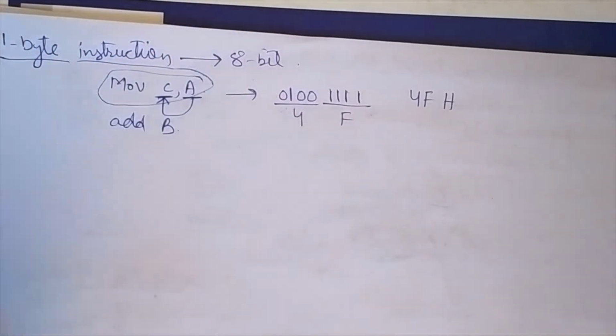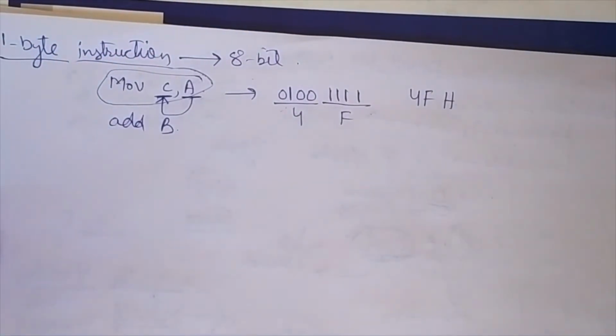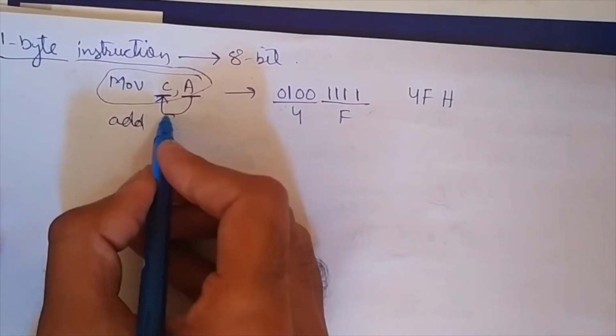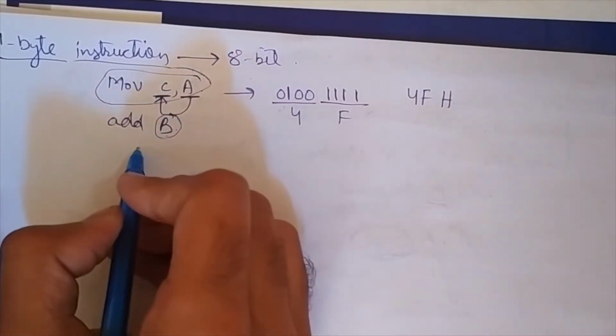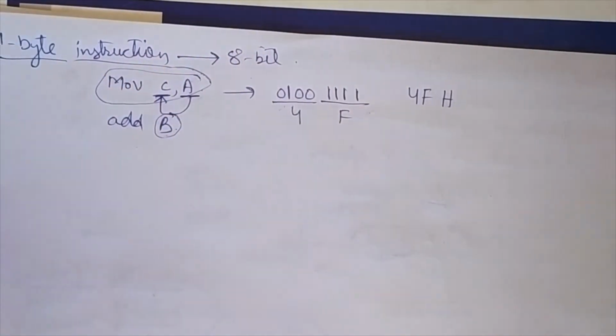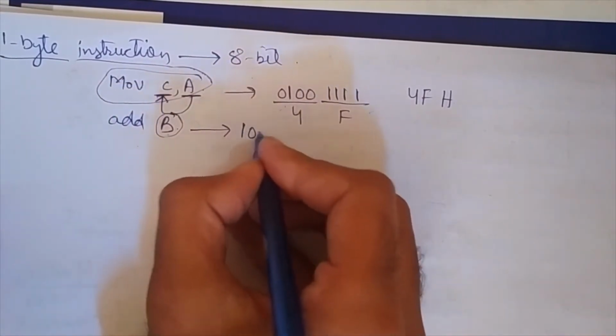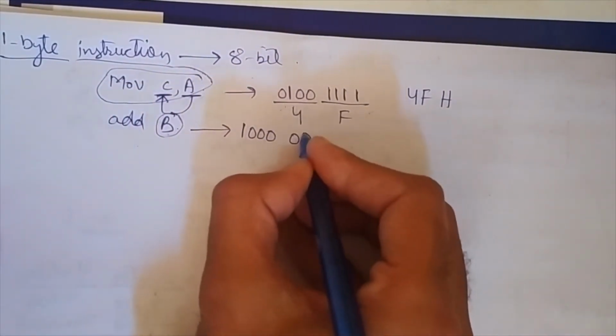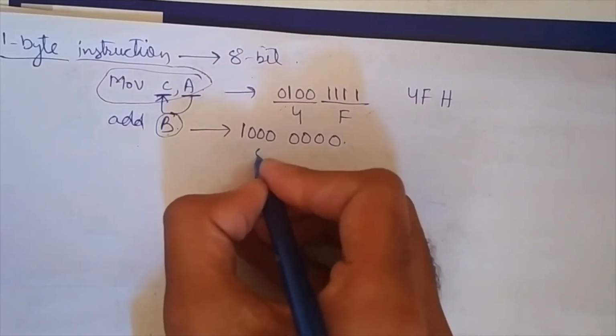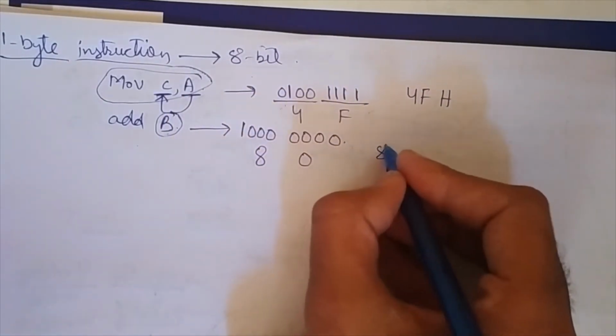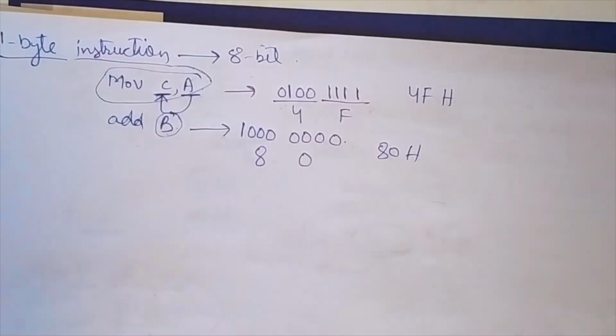Likewise, we have another instruction, ADD B. This is also a 1-byte instruction. It says add the contents of B to A, where A is the accumulator, and store the final result in A. And the encoding of this instruction is 10000000. So it will be 80, so 80H is this instruction. Okay. So these instructions are 1-byte instructions.